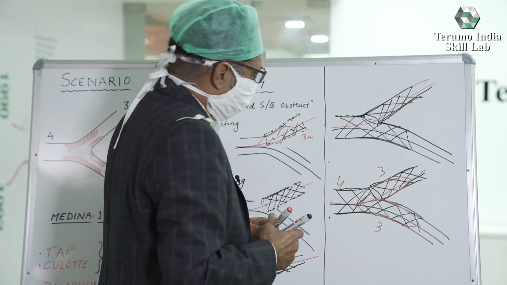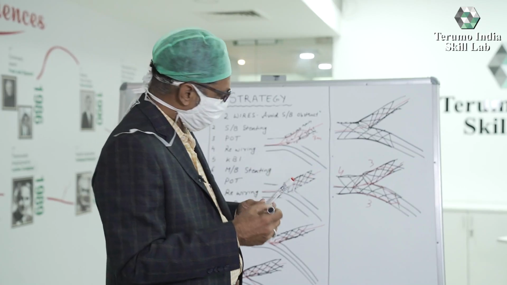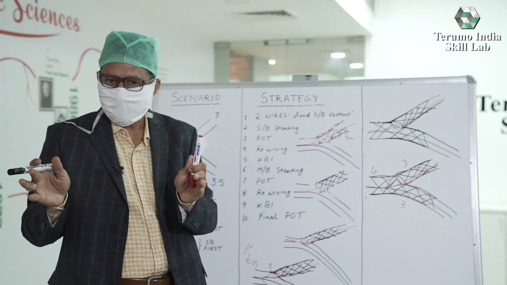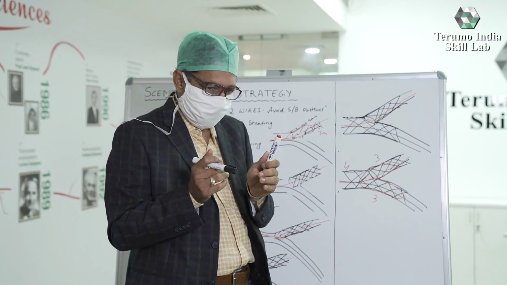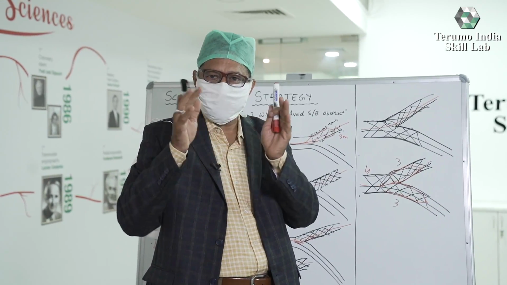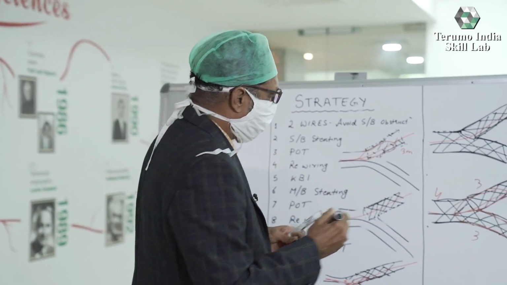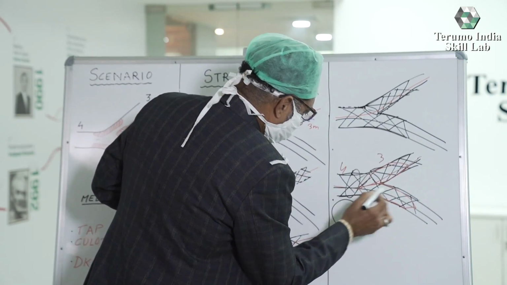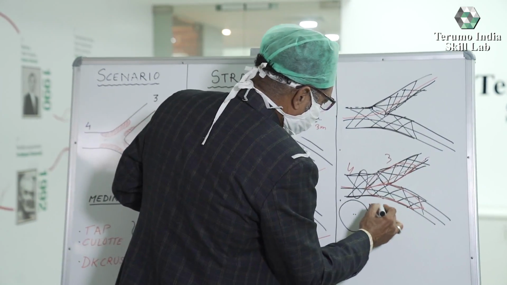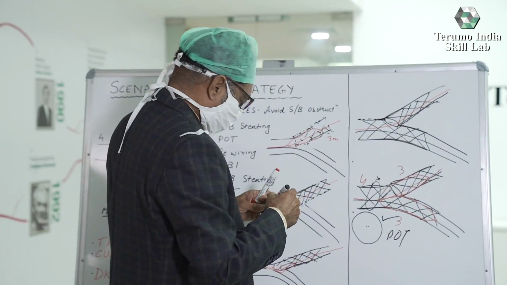So once you do the second kiss or the final kiss, then time has come to do the POT. What POT does is, when you do kissing balloon with two balloons, your proximal segment is never circular because two balloons together are never circular, they are elliptical. So this is elliptical, this should be circular. So to achieve this, we do a POT.